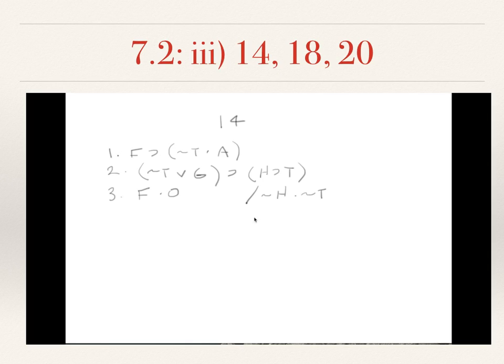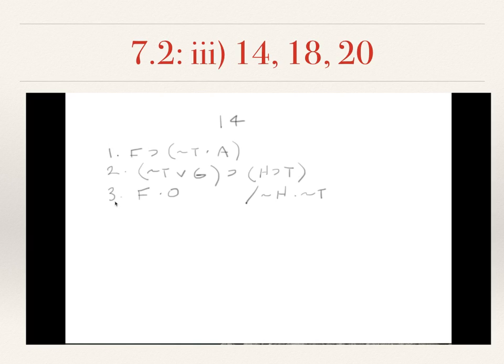Now for exercises in section 3 of 7.2. Again, we have proofs, but these proofs now will draw from all 8 of the rules of implication that we've had so far. So I'm going to do 14, 18, and 20, and that will be it for the exercises. Now we're in section 7.2, section 3, problem number 14.